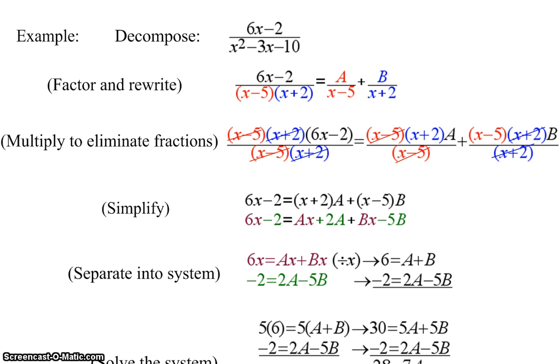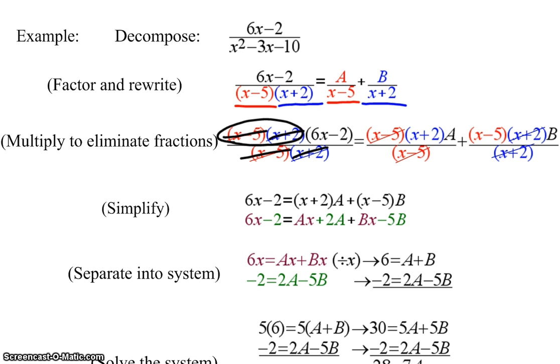In our example, we were to decompose (6x minus 2) over (x squared minus 3x minus 10) into its original parts. First, I factored the denominator, x squared minus 3x minus 10, into (x minus 5) and (x plus 2). I also broke it up into two parts and wrote it as A over (x minus 5) plus B over (x plus 2). In the next step, you can see where I multiplied through by my common denominator of (x minus 5)(x plus 2). Notice everything cancels on the left.